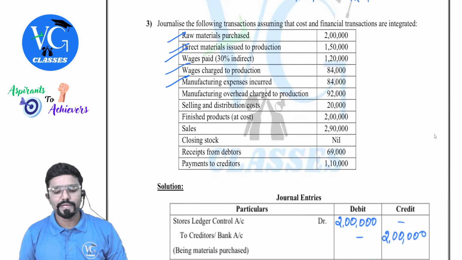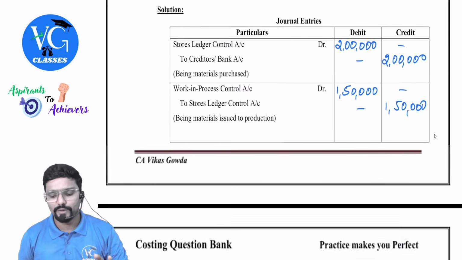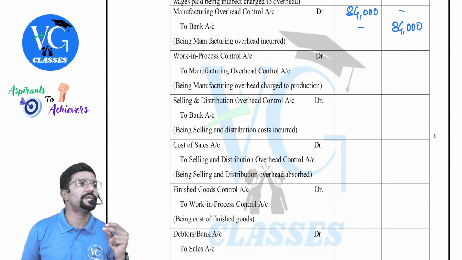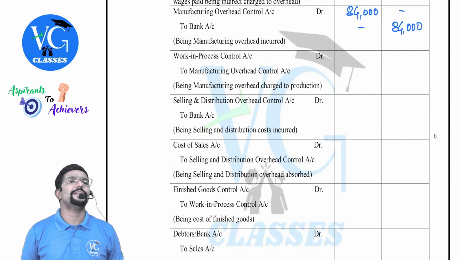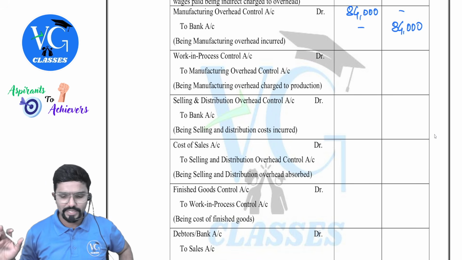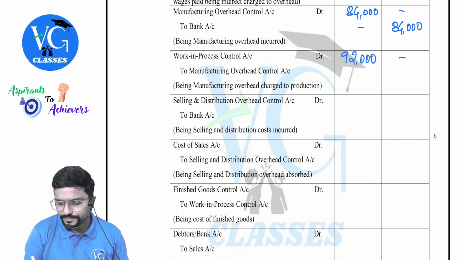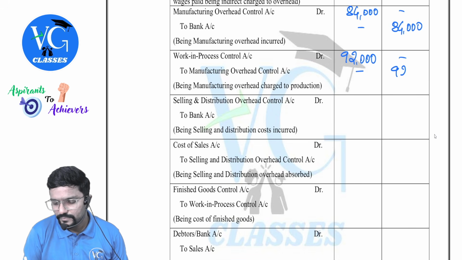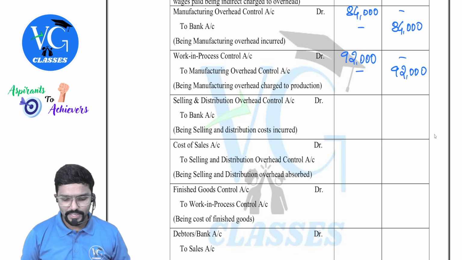Next, manufacturing overhead absorbed. How much? 92,000. Where do we send it to? WIP control. What is the entry? WIP control to manufacturing overhead. Same entry under both the systems, guys. How much? 92,000.